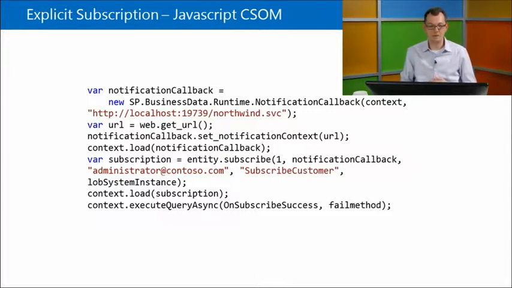I am doing a lot of things we're used to seeing in the client-side object model code, right? I'm executing a query, I'm loading the payload, but also in this case, I've got some specific parameters which include who's subscribing and how we should notify them. And you can see that LOB system instance. A lot of times the external system defined in the BDC model is also referred to in the XML itself as a line of business system, so otherwise known as an LOB system.